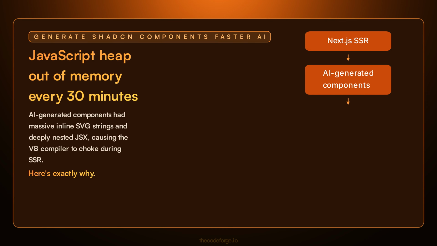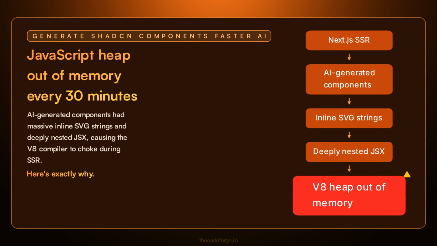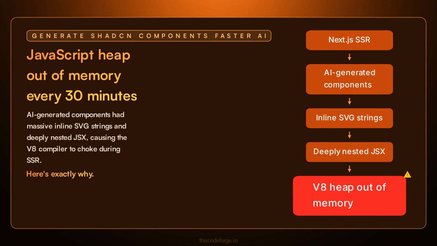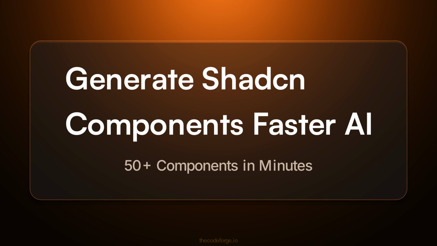Your Next.js app crashes every 30 minutes with a JavaScript heap out-of-memory error. The culprit? AI-generated components with massive inline SVGs and deeply nested JSX that choke the V8 compiler during SSR. Let's break down how to generate Shadcn components faster with AI, how it works, and the exact mistake behind that failure.